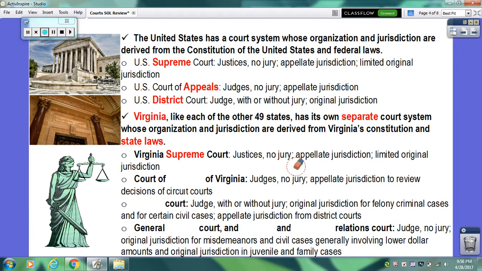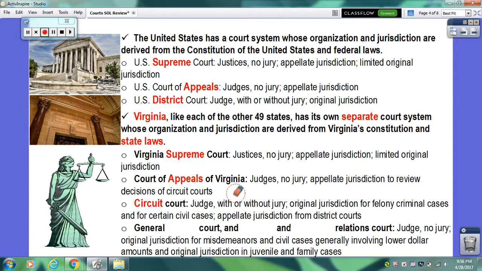The next level of court in Virginia would be the Court of Appeals. So again, this does not have a jury, it simply has judges. It has appellate jurisdiction to review decisions of the lower level circuit courts. So there you go. The next level is going to be the circuit court. So this is a judge, and it may or may not have a jury, depending on the crime and depending on how the case goes.